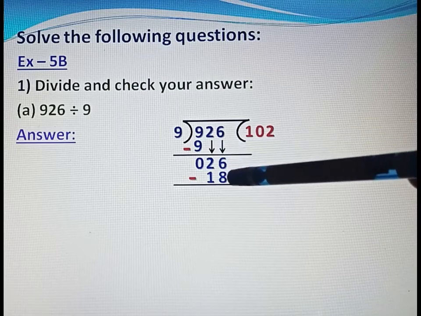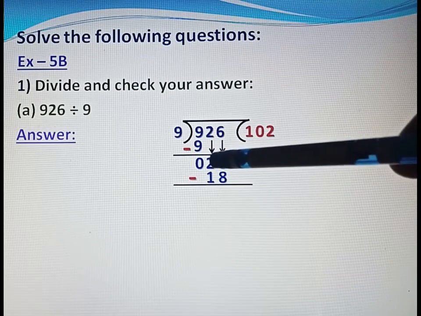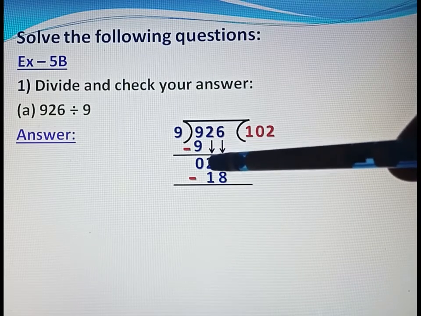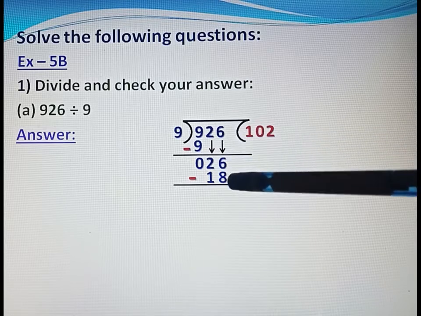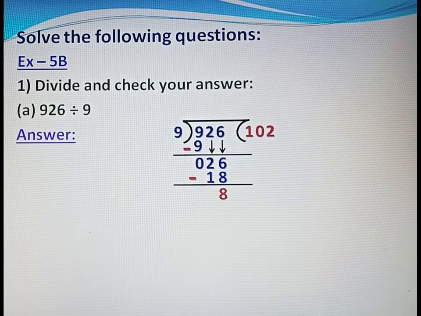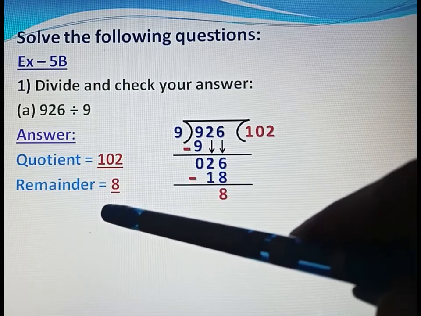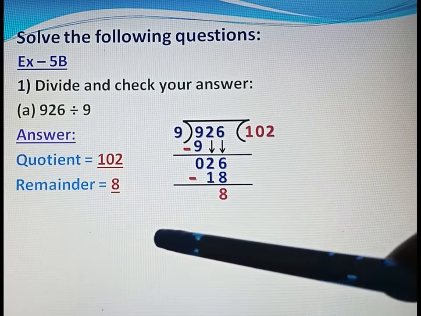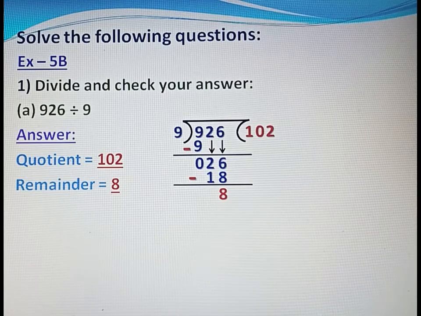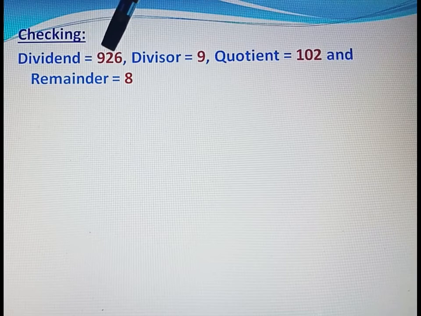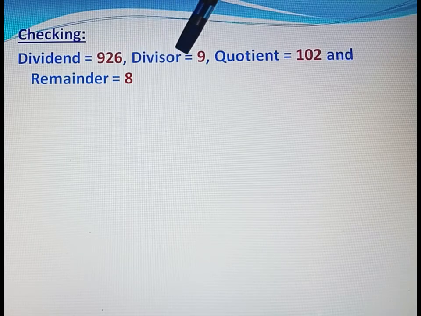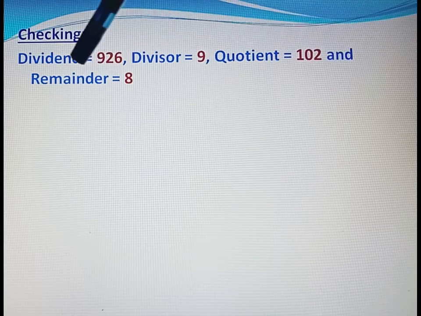This 6 is smaller than 8, so we will borrow from 1. From this next number 2, it will be 1 and it will be 16. 16 minus 8, 8. Hence, quotient equal 102 and remainder equal 8. And then we will check our answer. Here, dividend equal 926, divisor equal 9, quotient equal 102 and remainder equal 8.